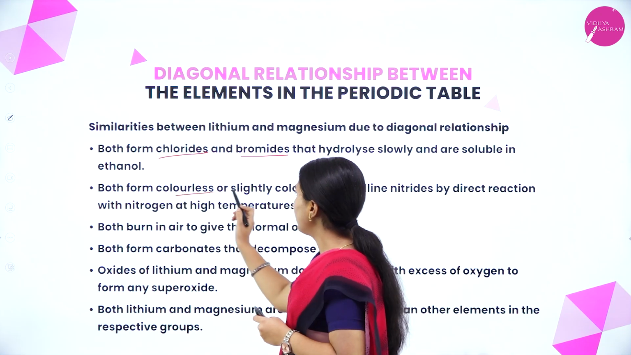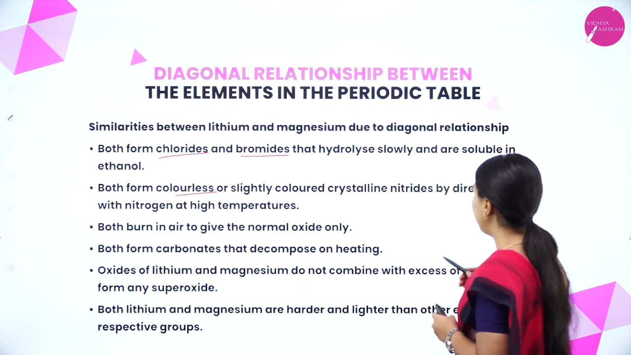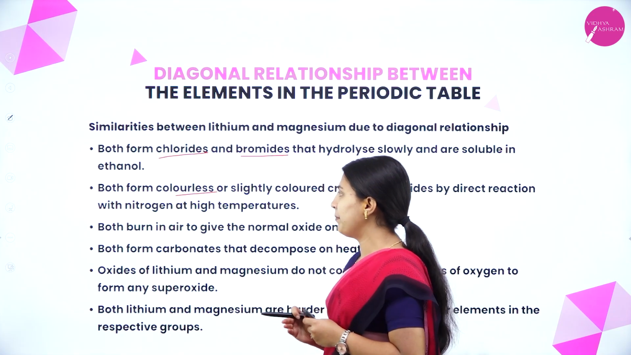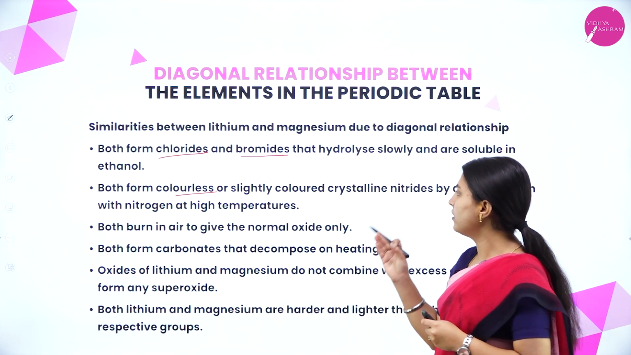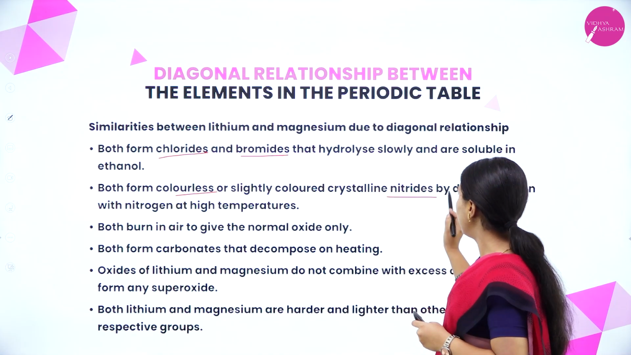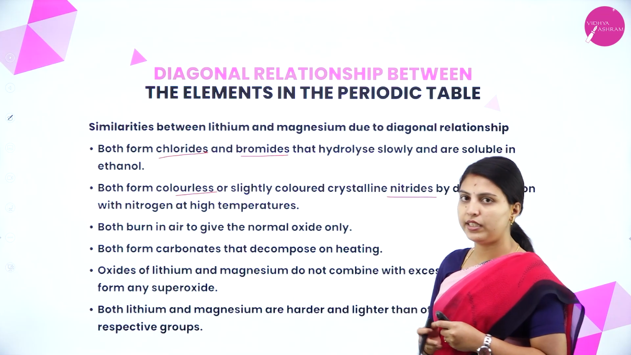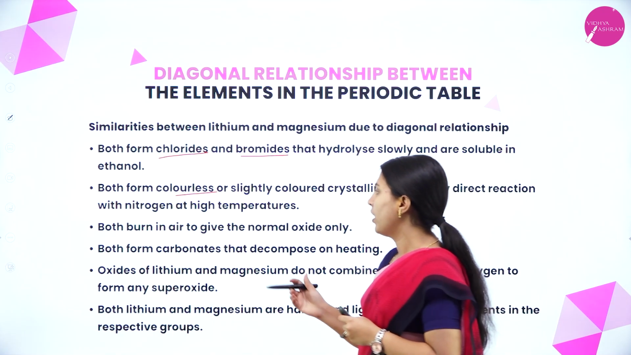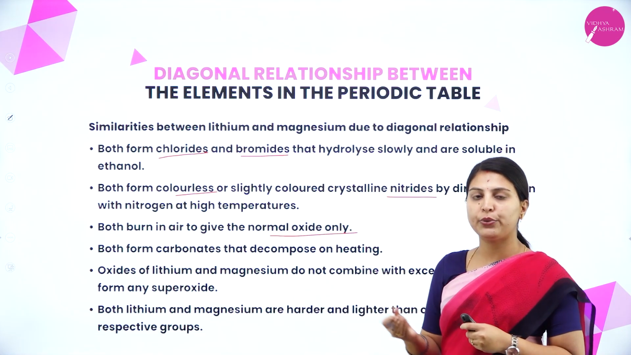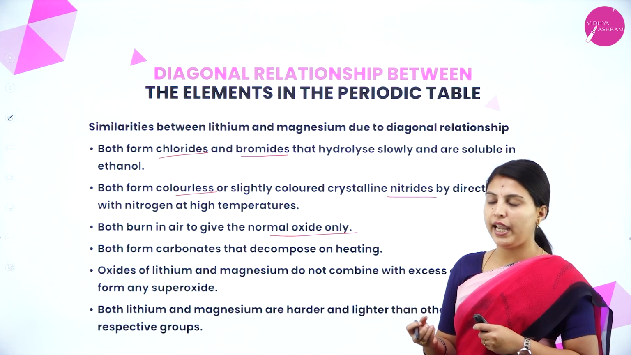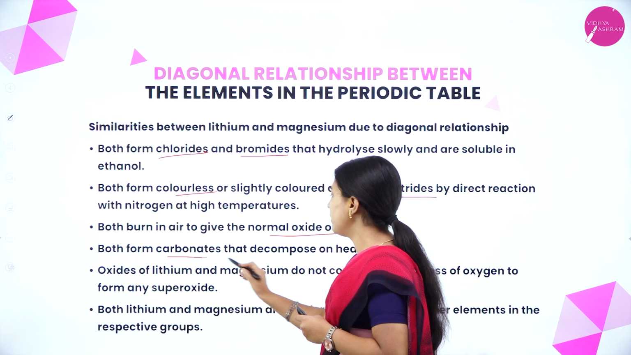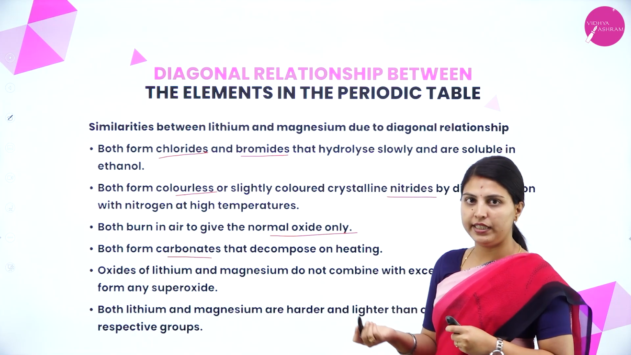Both form colorless or slightly colored crystalline nitrates by direct reaction with nitrogen at very high temperature. Both burn in air to give normal oxide only. Both will react with air, so they form oxides. Both form carbonates that decompose on heating.